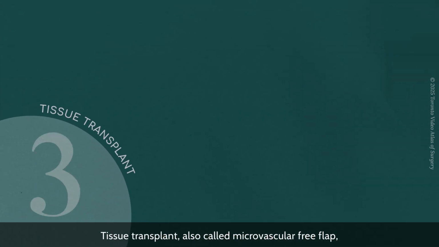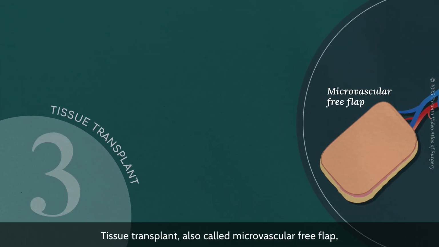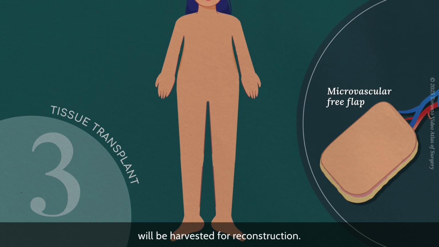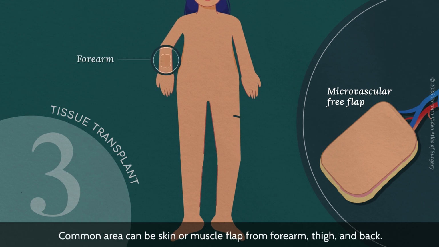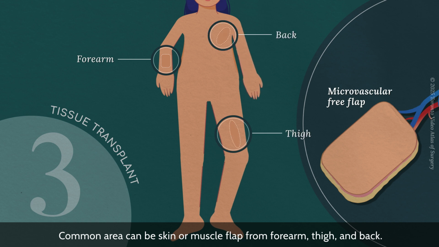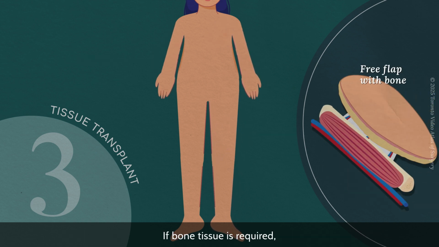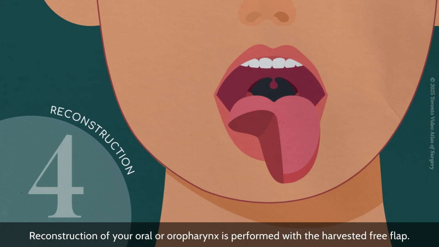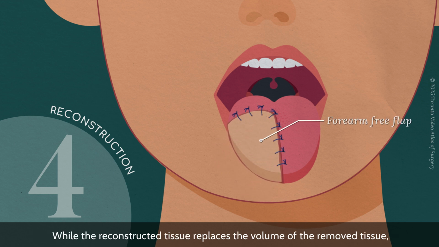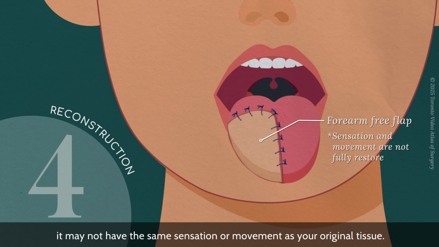Tissue transplant, also called microvascular free flap, will be harvested for reconstruction. Common areas can be skin or muscle flap from forearm, thigh, and back. If bone tissue is required, it is commonly harvested from the lower leg or shoulder blade. Reconstruction of your oral cavity or oropharynx is performed with the harvested free flap. While the reconstructed tissue replaces the volume of the removed tissue, it may not have the same sensation or movement as your original tissue.